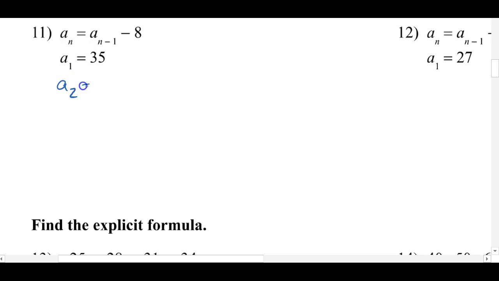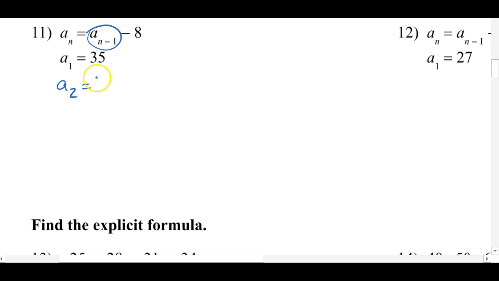So I have to start with finding A2. And to find A2, or the second term, I plug in 35 to this variable here. Okay, you're not plugging in two numbers. You're not plugging anything into that n. That's just a label. The only time you plug anything into this n minus 1 would be if it's in the exponent, but it's not.